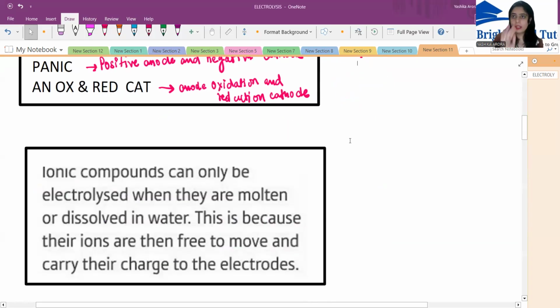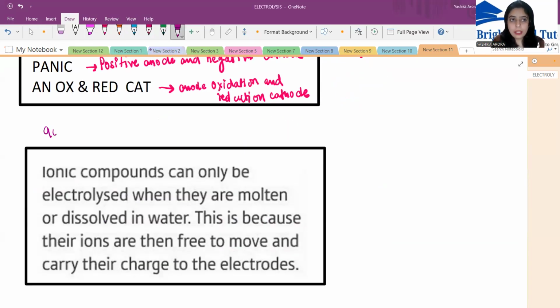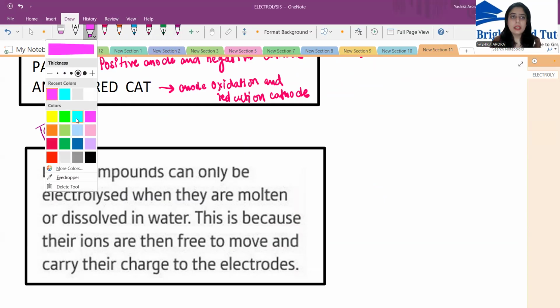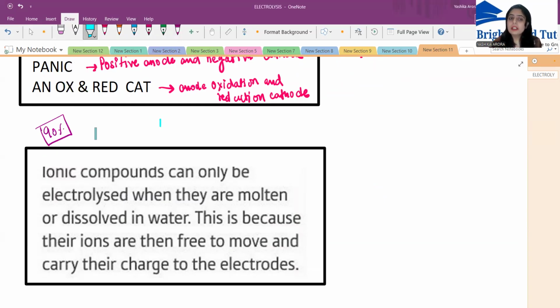Okay, let's move further. Now this is like a sure, I'd say 90% possibility of this coming in your paper. It's going to come in the form of 2 or more questions. I'll be framing those questions for you. Let's first read what they're trying to say. Ionic compounds can be electrolyzed only when they are molten or dissolved in water. So two states are possible. Either you take the molten state of the ionic compound, or the form dissolved in water. Why? Because their ions are free to move and carry the charge to the electrodes.